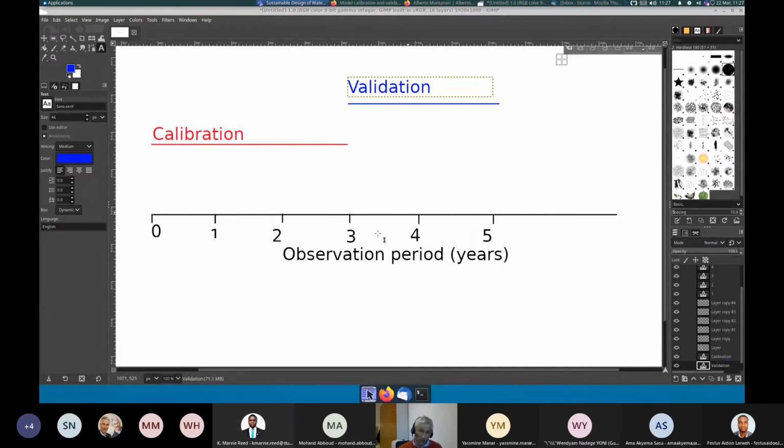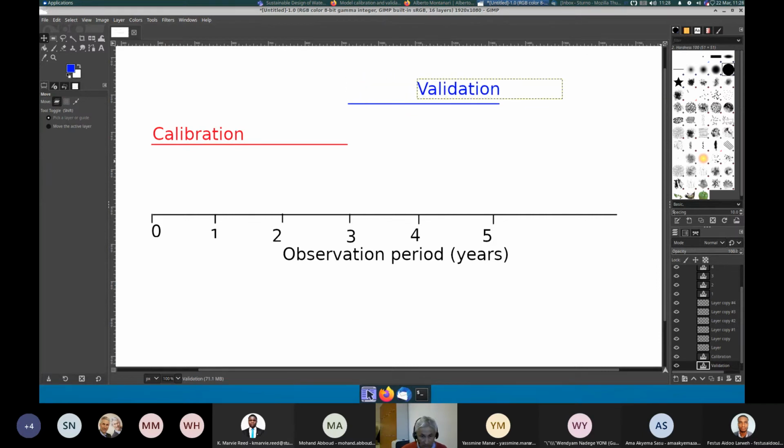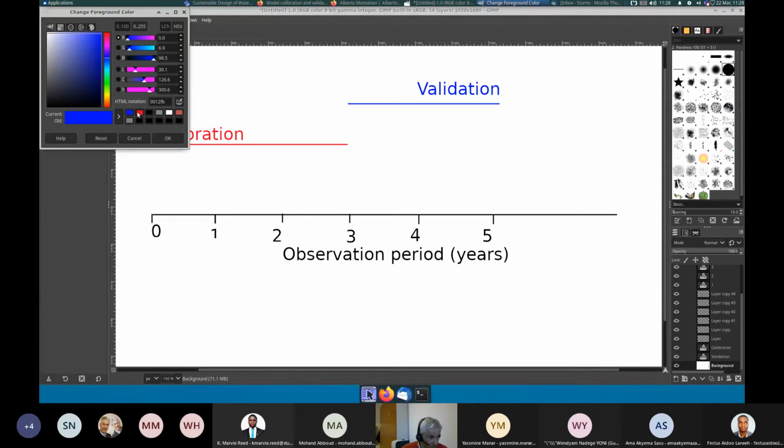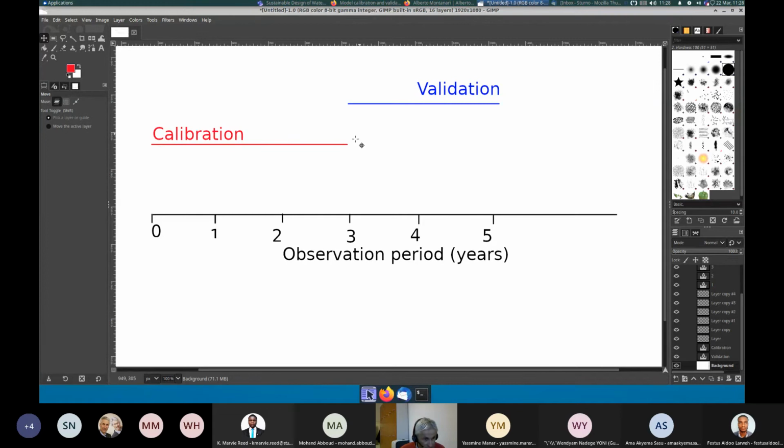Okay, perfect. Now, what I was saying later is that in doing so, you are reducing the red period for calibration. So the reliability of your estimated parameters is reduced, which is not a good thing. And therefore, what I said is that you may decide to make what? Let me show you. You may decide to increase the length of calibration to, for instance, 4 years.